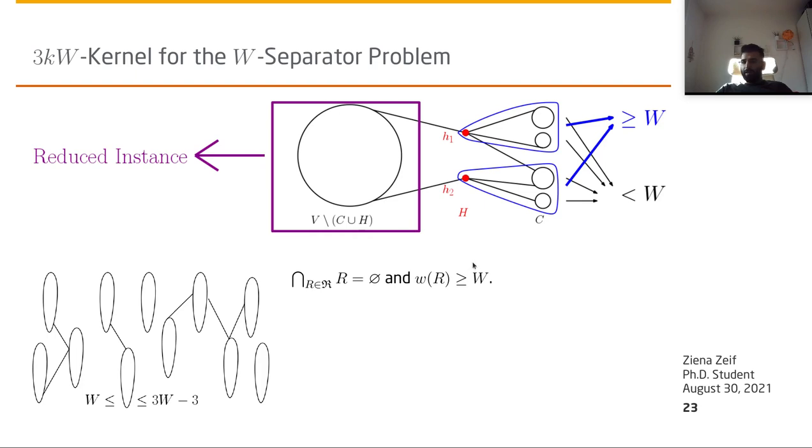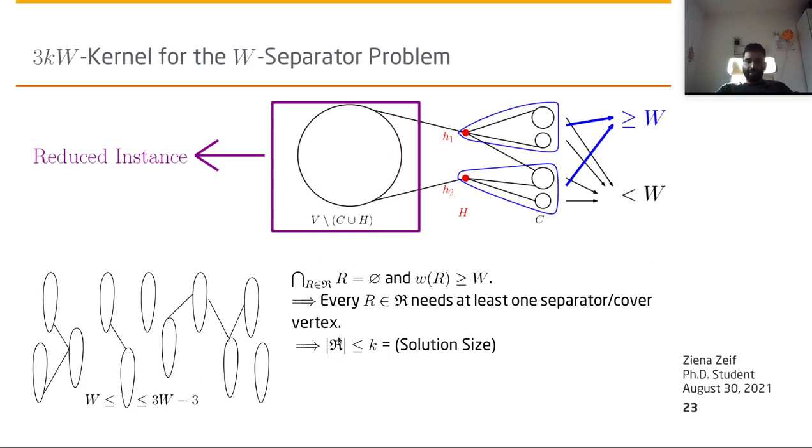At first we used the lower bound that gives us the information that we need at least one vertex in our solution for each part, because we need to cover them, right? We need to cover each part by at least one vertex. That is, we can bound the cardinality of our partition by k. So the cardinality of the partition is at most k, which is the solution size.